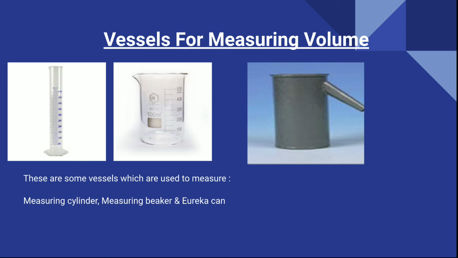Then for finding out the density, we need to first measure the volume. If it is a liquid, we use vessels: a measuring cylinder, a measuring beaker, or a eureka can. See from the picture, the first one is a measuring cylinder, the second one is a measuring beaker, and the third one is a eureka can. These vessels are used for measuring the volume.